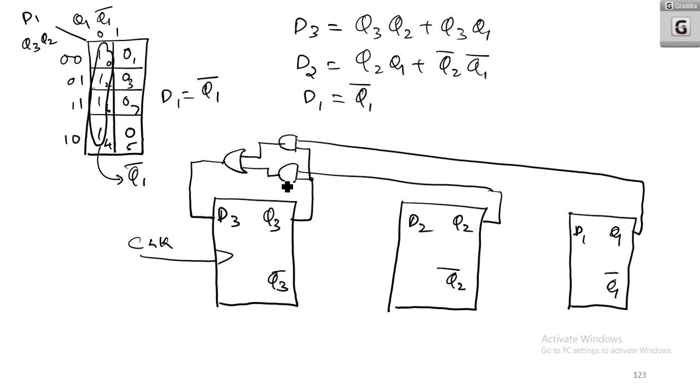What is D2? D2 is Q2 Q1. Q2 is here and Q1 is here. Yes, I will draw it in an abstract way.